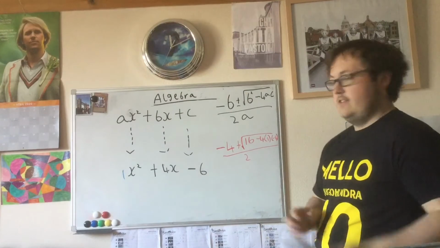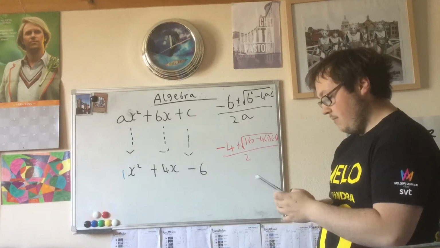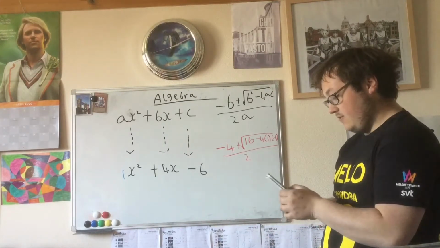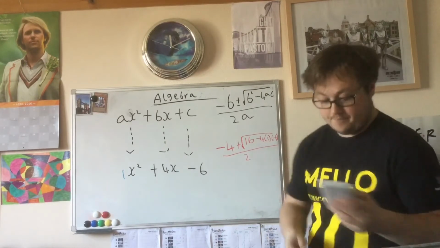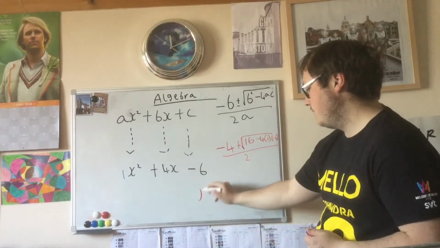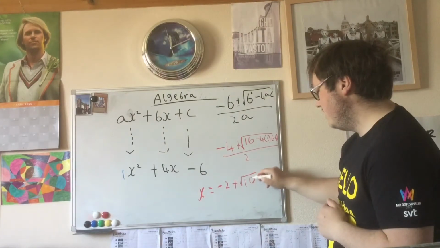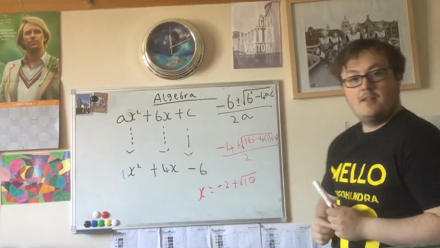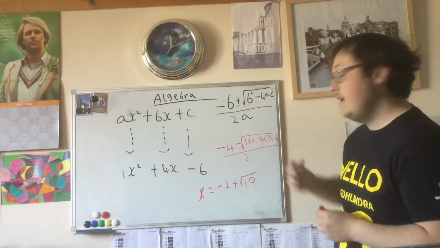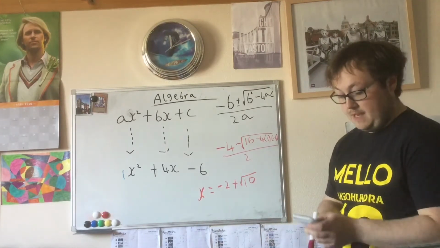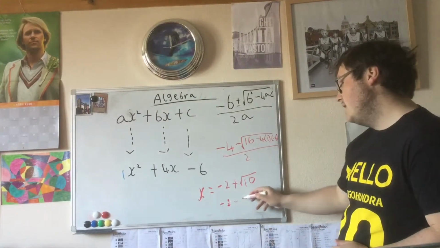So enter that in your calculator. Negative 4 plus the square root of 4 squared, which is 16, minus 4 times 1 and negative 6, all over 2. And what do you get? You get negative 2 plus root 10. Now that's one of the solutions. For the other one, you just do the exact same thing, but with a negative symbol. You replace the plus with a minus, and you will get negative 2 minus root 10.